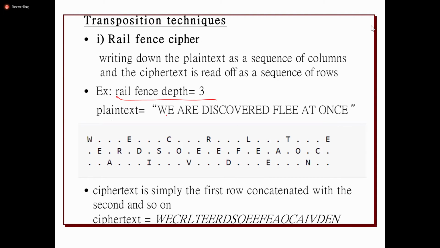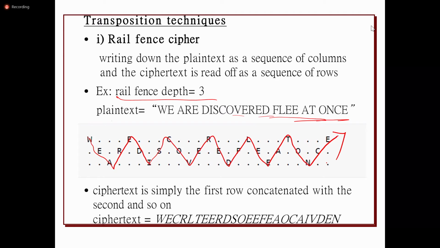So here the plain text is "we are discovered at once." This is the plain text. How it will be converted to ciphertext: it will be written like this, "we are discovered," in this manner. It will be written in that format. That is the rail fence technique.